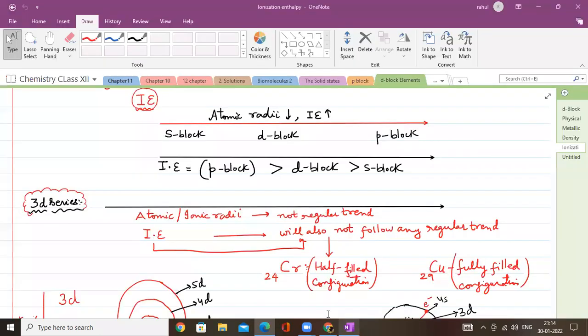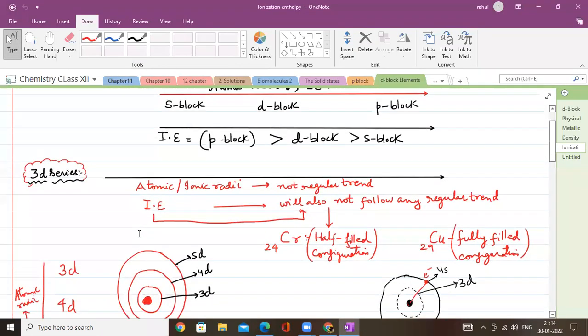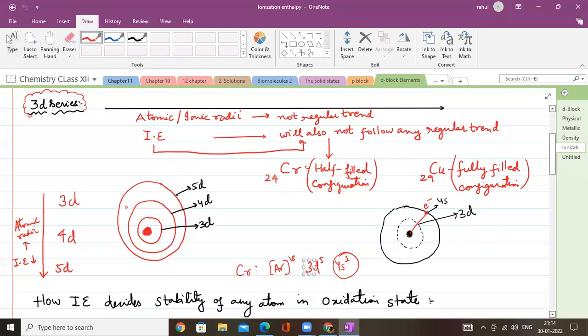But the point right now is, when I travel from 3D to 4D, 4D to 5D, since it is going away from the nucleus, this is 3D, this is 4D, and this is 5D. As you move away from the nucleus, what will happen? The removal of the electron will be easier, and that's why we always say that the atomic and ionic radii increase, so ionization energy will decrease down the group whenever you go from 3D to 4D, 4D to 5D.